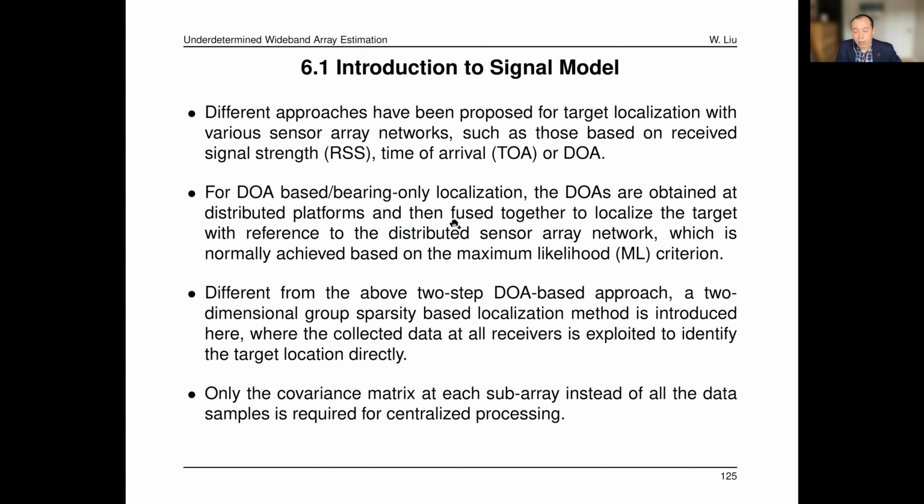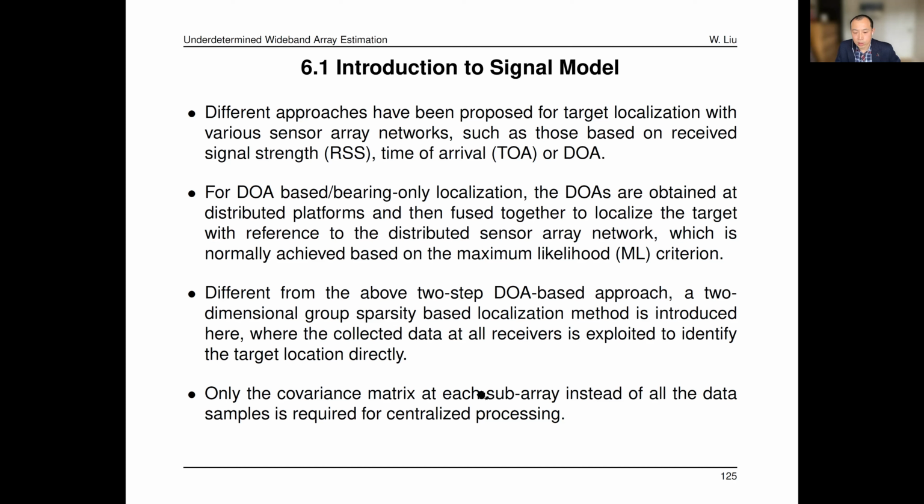Okay. So this is a two-step method. You get the DOA or bearing first, and based on that, you find the location. Okay, that's the two-step method. Different from this two-step method, a two-dimensional group sparsity-based localization method is introduced in this part, where the collected data at all receivers is exploited to identify the target location directly. So we find the location directly from the data, not through this two-step method, okay?